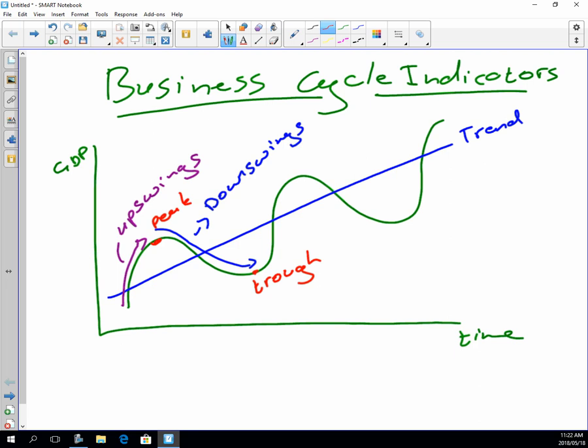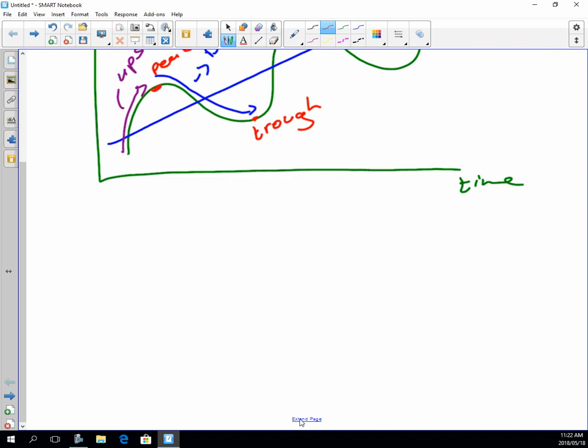Now what we're going to talk about is indicators. How do we try to predict the economic activity within a country? We've got three different types of indicators that we look at. We've got what we call a leading indicator.